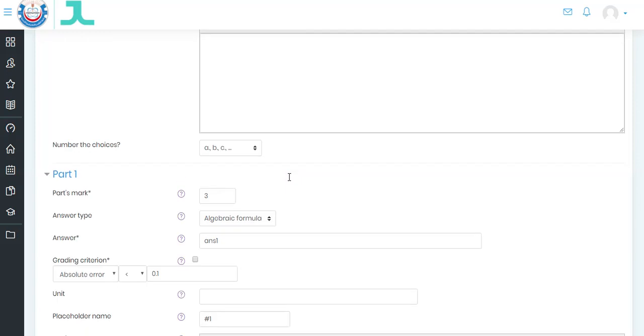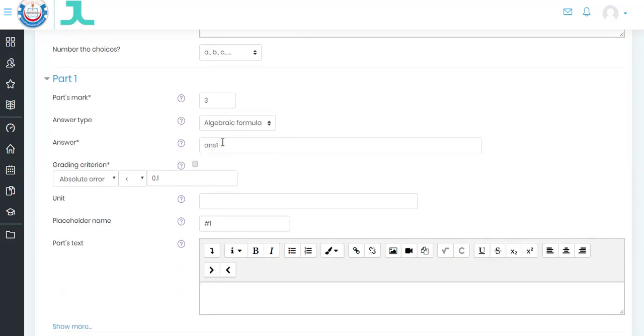We go to the output. Now we put answer 1 here, answer, and placeholder number 1. The absolute error, we have to choose absolute error, and I have chosen here 0.1. You can choose other value, and the grade is 3. You can choose other grade, 20, 10, 50, as you like.